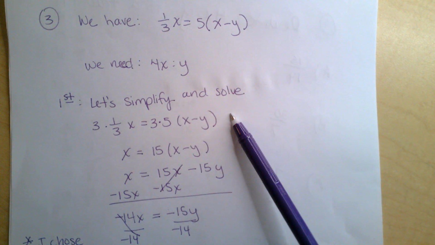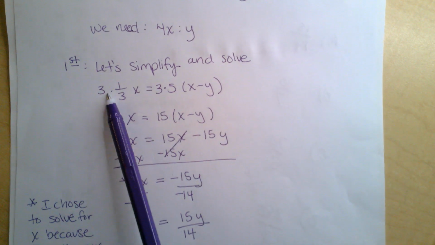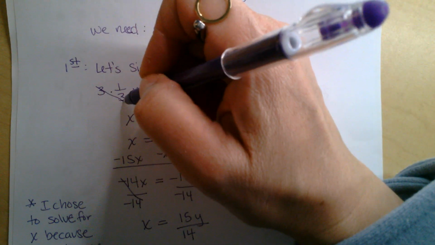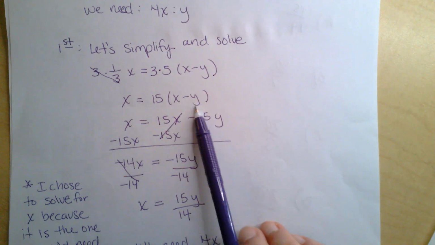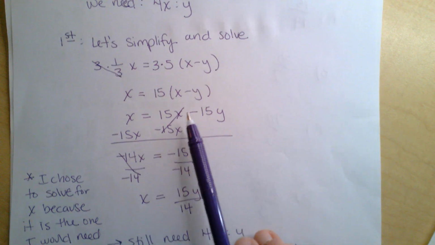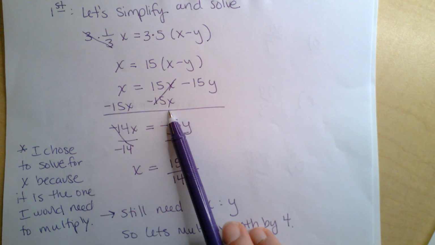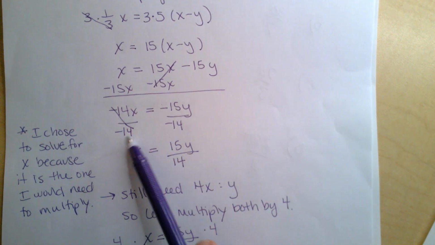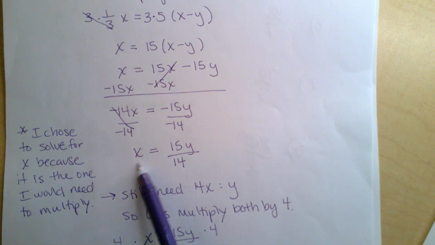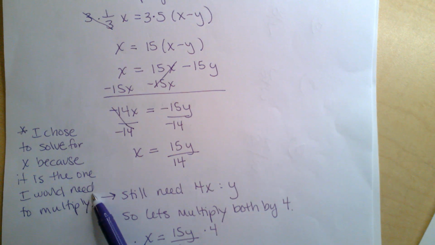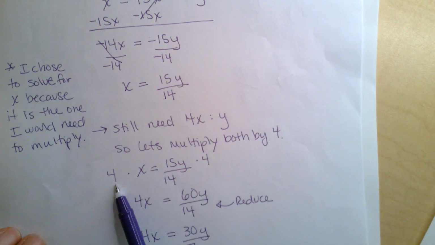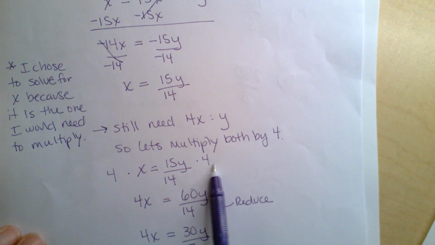So the first thing that I did is I simplified and solved. I multiplied both sides by 3. That got rid of the 3 here. So x equals 15 times the quantity x minus y. I wanted to get my x's on one side, so I subtracted 15x. And then I divided by negative 14, so I would solve for x. I chose to solve for x because this is the one we would need to multiply by 4. So let's multiply both by 4. So I multiplied 4x here, and I multiplied 4 here.